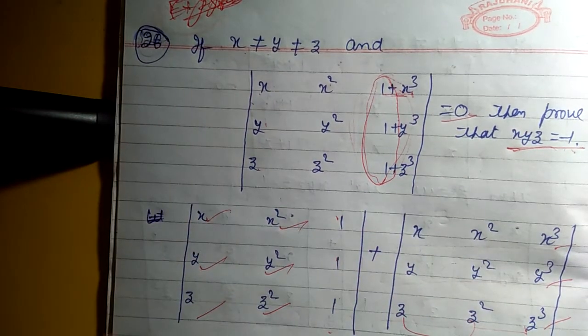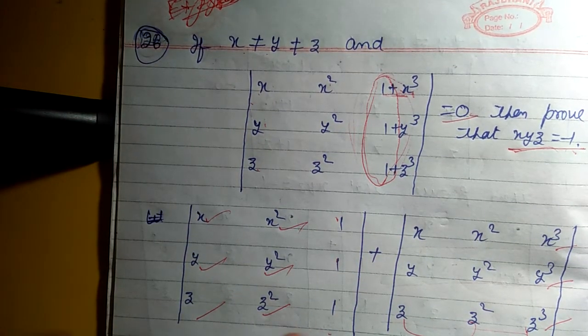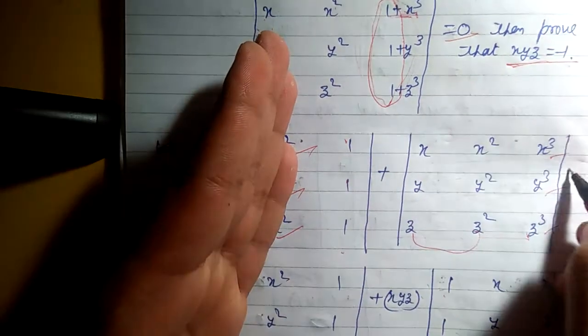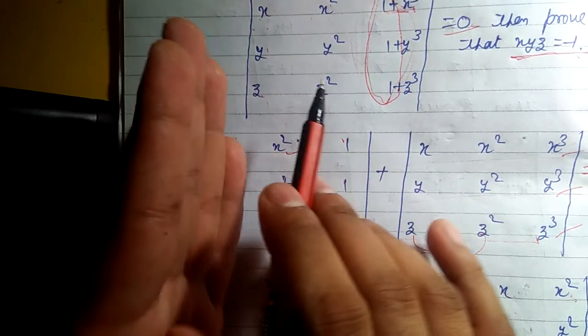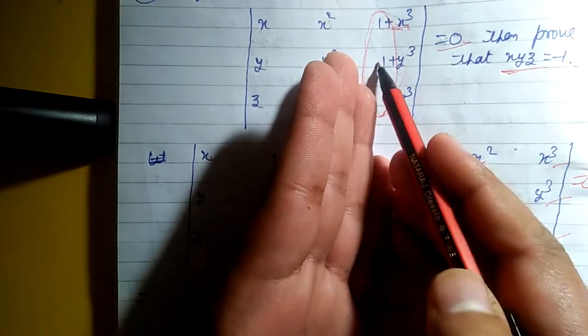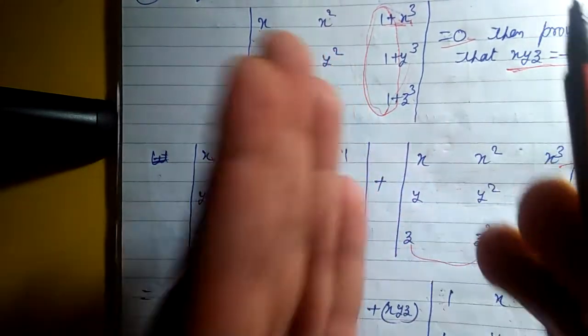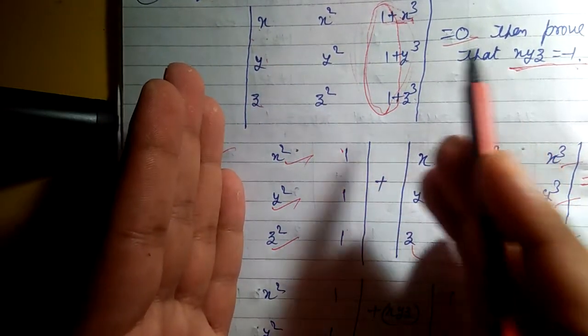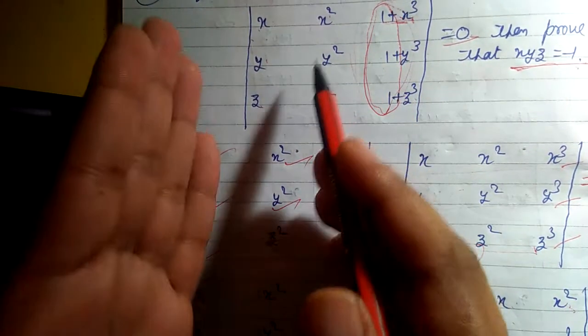And this question is also based on the sum property of determinants. So what can we do? We will take this determinant equals 0. And what should we do? This C3 is the sum of two terms, 1 plus x cube, 1 plus y cube and 1 plus z cube. So now we can convert it into two different determinants.